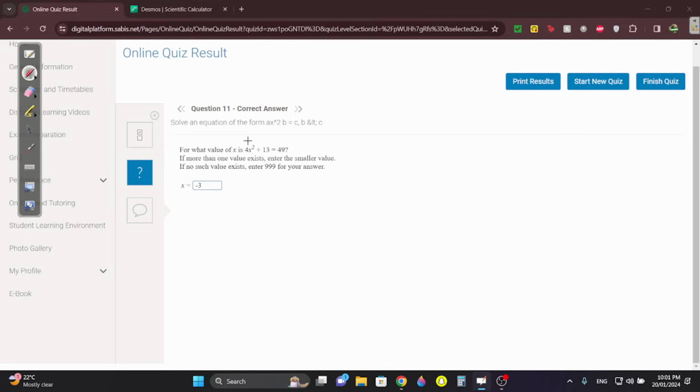Okay, this is easy. For what value is 4x squared plus 13 equals 49? Take 13 to the other side. You get 4x squared equals 36. Divide by 4, divide by 4. You get x squared equals 9. So x equals plus minus radical 9. So x equals 3 and negative 3.